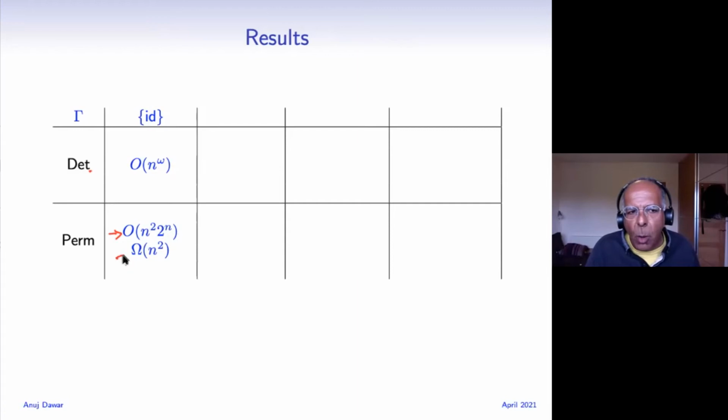And the best known lower bound we have is n squared. But remember, it's n rows and n columns, so really the matrix is of size n squared. This is just a trivial linear lower bound. It's completely trivial, but that's the best we know. We don't know of any non-trivial lower bound for general circuits for the permanent.